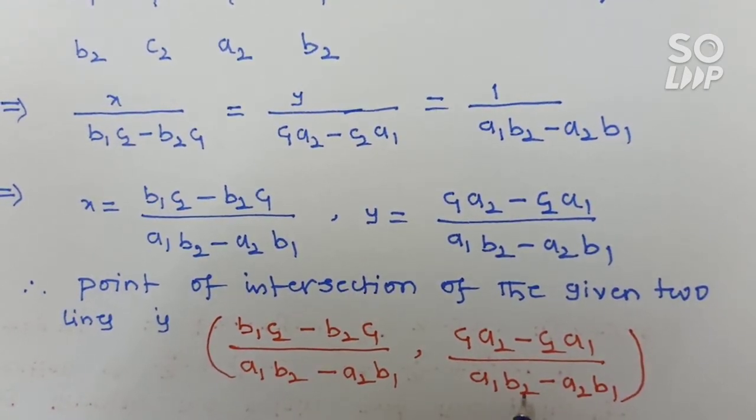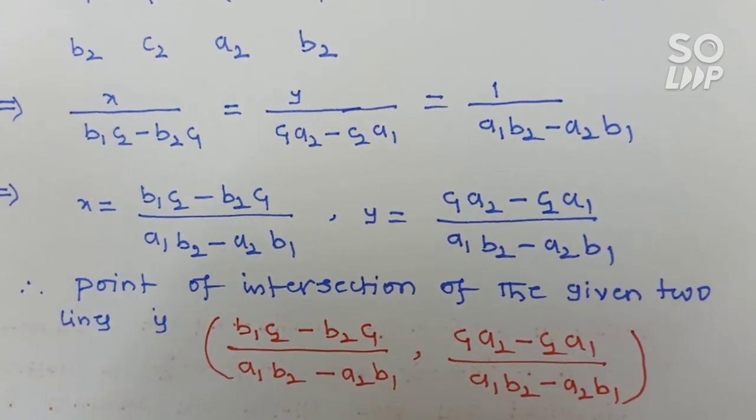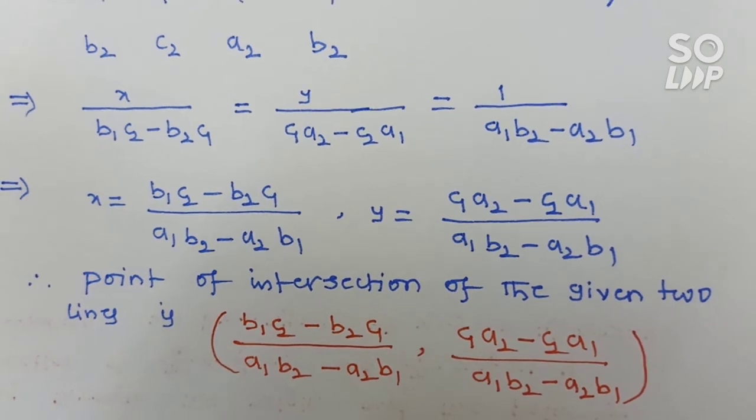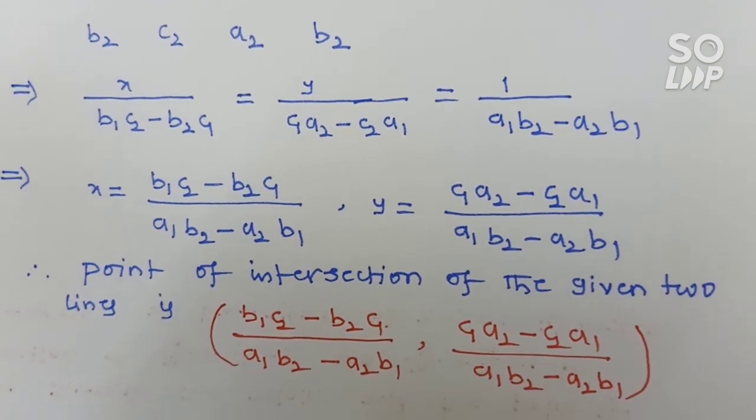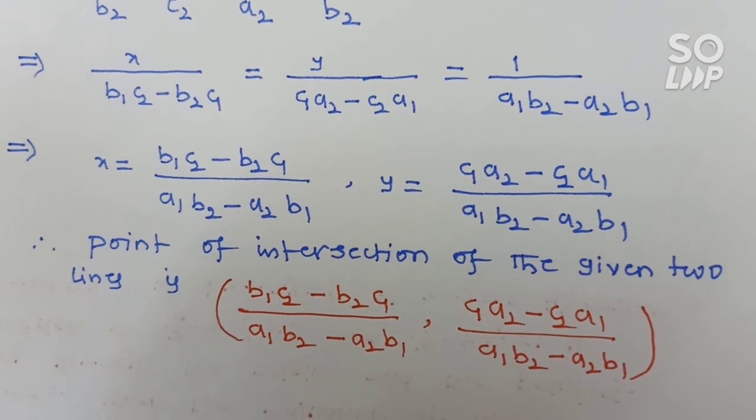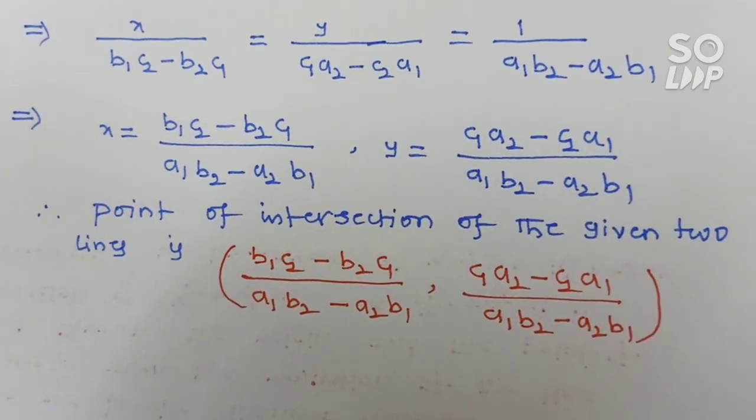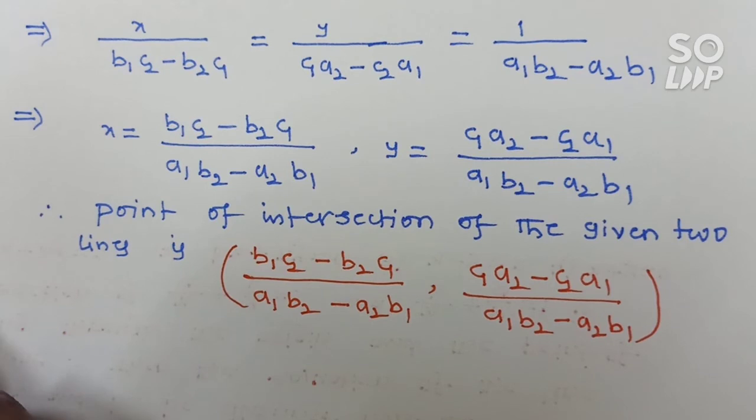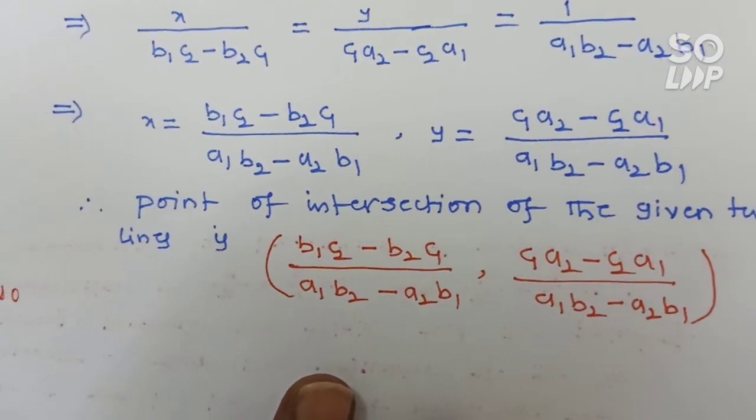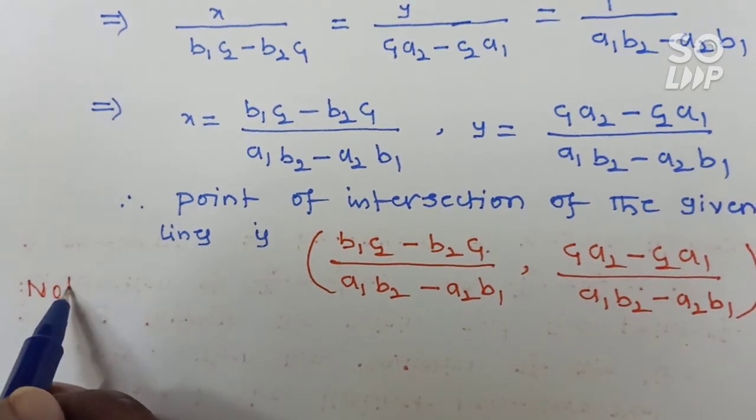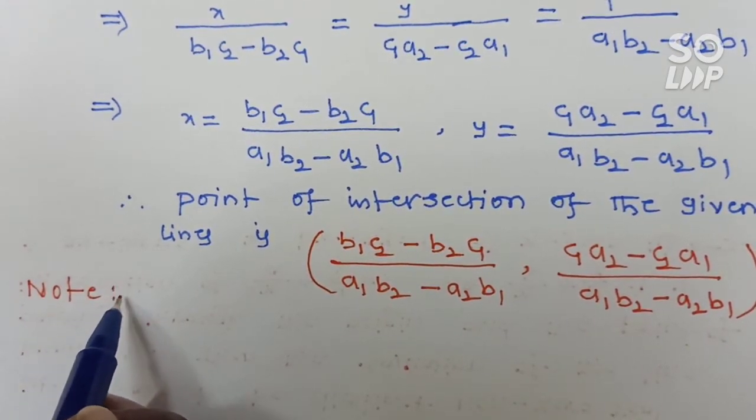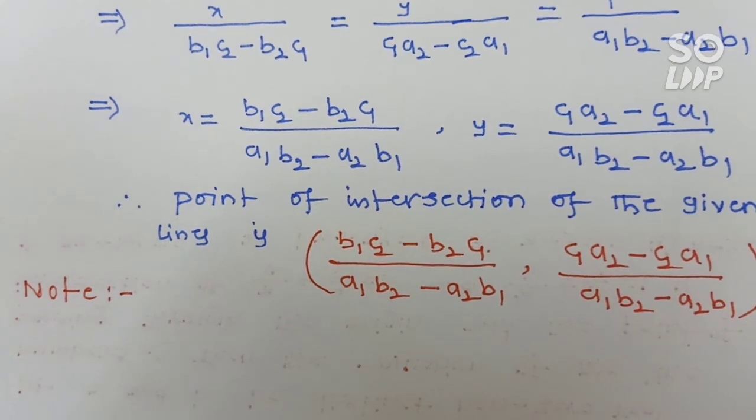So point of intersection means what? This is the common point to both the lines. Okay, right. So the next most important thing is, suppose the given two lines are in this form. See, it is a very important point. So please all of you look at this one. Note. It's a very important point. All of you remember this. This is very useful for objective purposes.